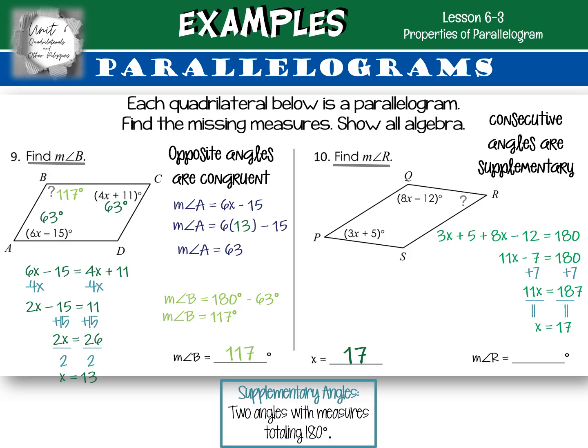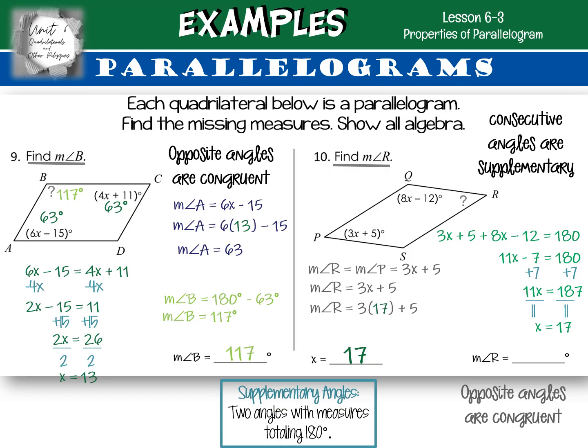But we want the measure of angle R. So I'm going to plug it into the expression for the measure of angle P, because those are opposite angles and those are going to be congruent. So 3x plus 5. Let's put our 17 in place of x, and we get the measure of angle R is 56 degrees.